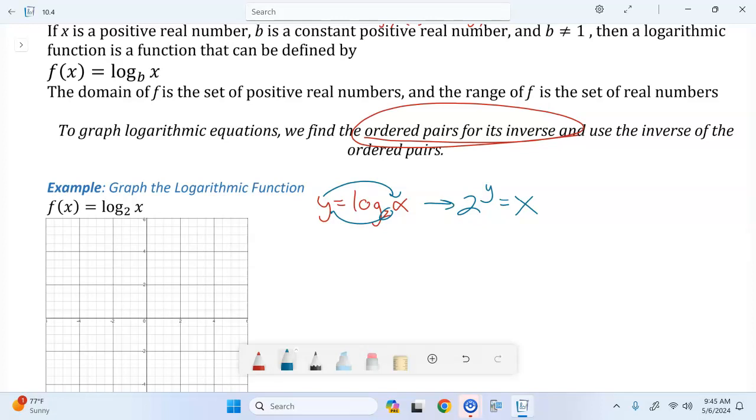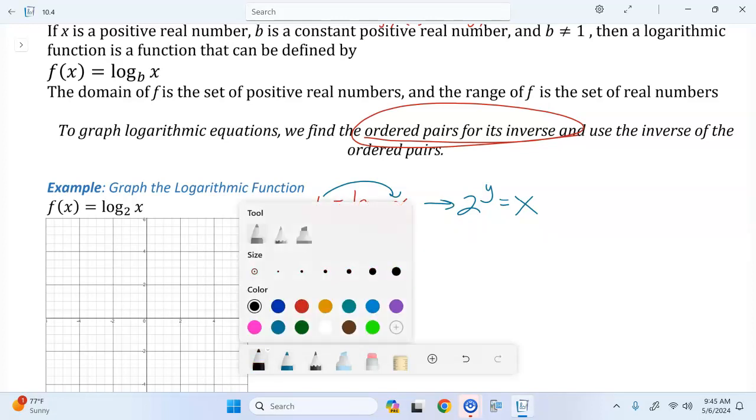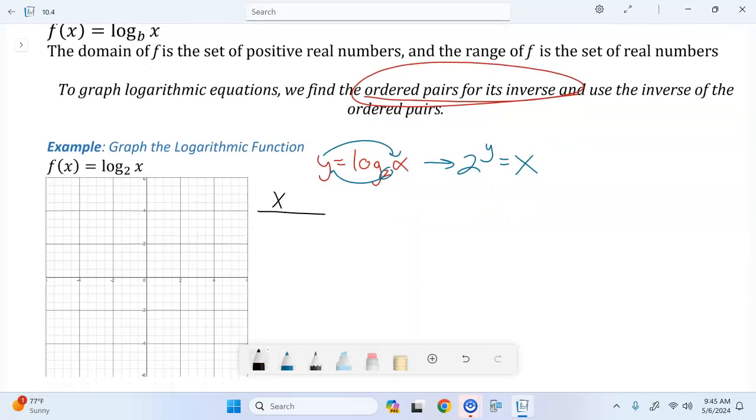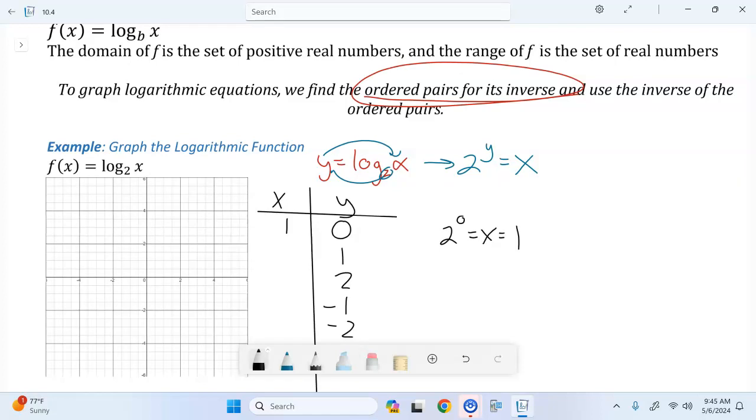So we'll start with our xy chart. What values should we use to plug in when we're solving for our graph? 0, 1, 2, negative 1, negative 2. Tried and true. Okay? But we're going to plug it in for y instead. It's going to be a lot easier to evaluate that way. So we're going to solve for x. 2 to the 0. What's 2 to the 0 equal? 1.